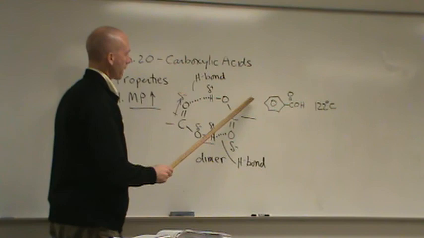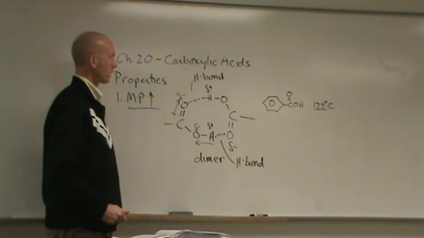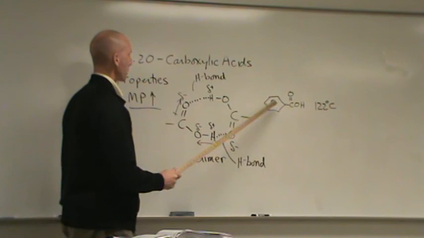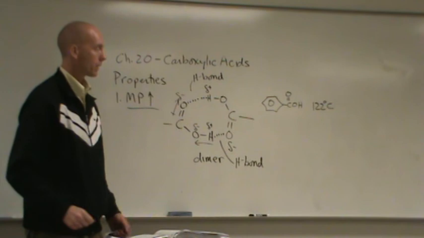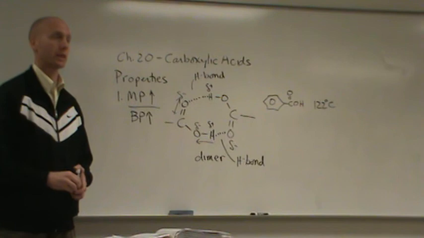What do you think would happen to the melting point if I had another acid group on the ring? It would really make it high, wouldn't it? So if you want phthalic acid, the melting point more than doubles, 122. Just be familiar that the acid group is what makes these things have high melting points. And not only do they have high melting points, but they also have very high boiling points. It's very difficult to boil a carboxylic acid because you can't get to that temperature.